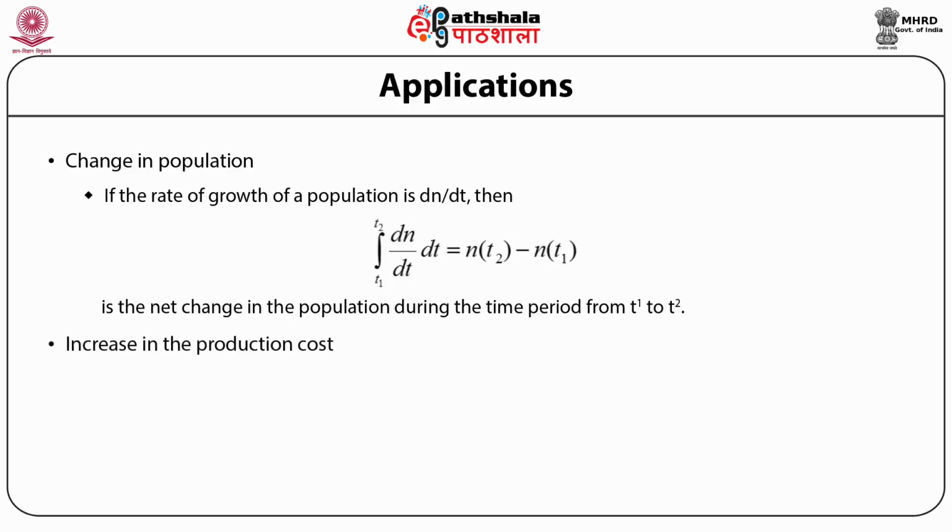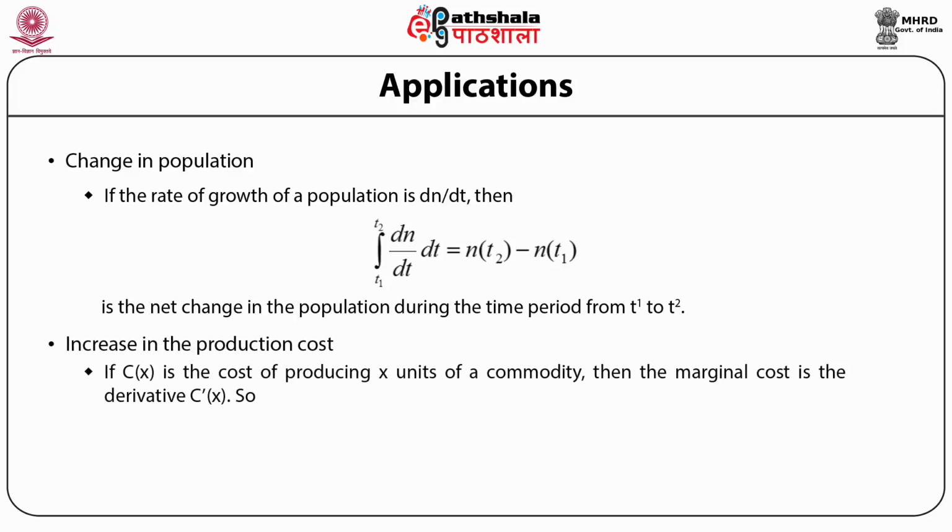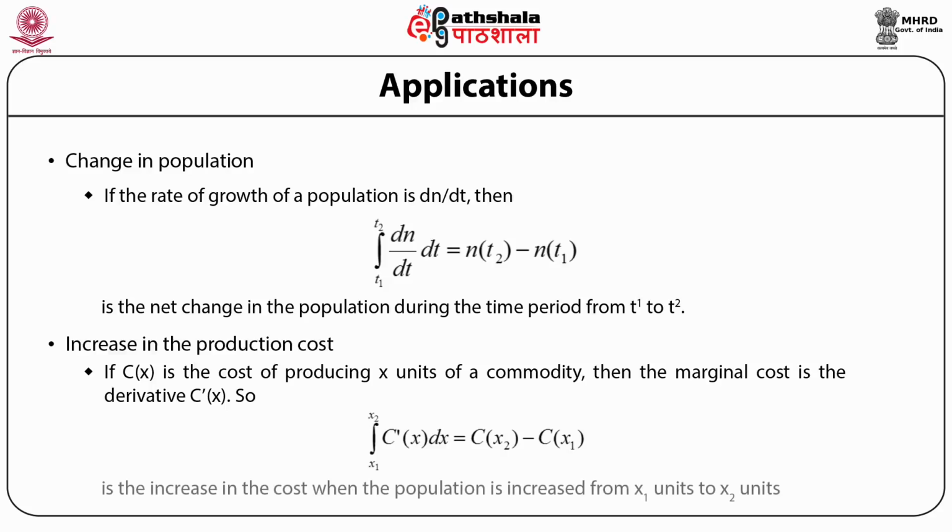Then, increase in the cost of production. If C of x is the cost of production of x units of a commodity, then the marginal cost is the derivative C dash of x. So the integral between x1 and x2 of C dash of x dx is equal to C of x2 minus C of x1, C being the function here. It is the increase in cost when the production is increased from x1 units to x2.